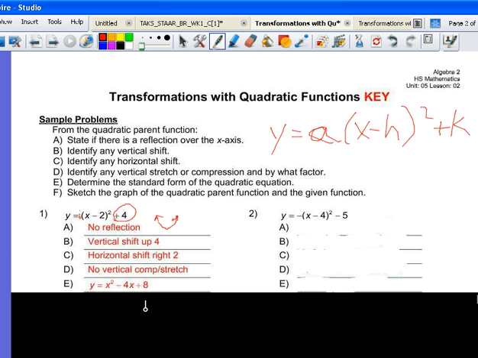The next one says identify or determine the standard form of the quadratic equation. This is what you should come up with, because we practiced this this morning in the warm-up. Remember the shortcut to do that? A plus b squared equals a squared plus 2ab plus b squared. Because you're going to have to do that a lot on these. That's another reason why we need to know that shortcut.